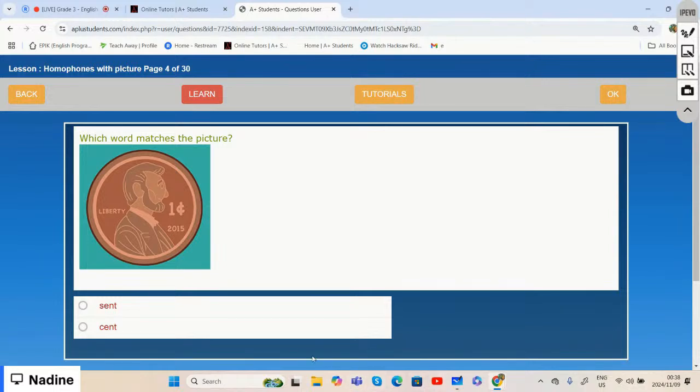And if we were to choose the correct word that matches the picture, yes, so well done, because Saint and Saint is correct. And if we were to choose the correct one, then yes, the second one is correct. So well done. Great job.